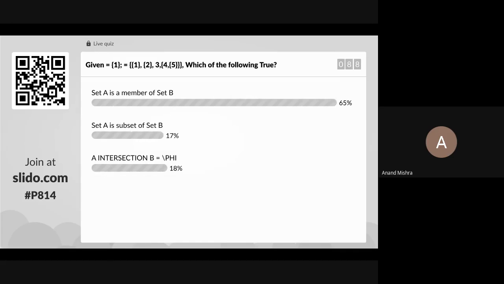Okay, let's see. Yeah, so the people are making mistakes. So A is a member of B, and that is true. But A is a subset of B? Not really, I think, right? So A intersection B is phi. That is true. That also seems to be true, no? A intersection B, yeah, A intersection B is also phi. So there are two correct answers, 1 and 3. Yeah, even this should be correct.